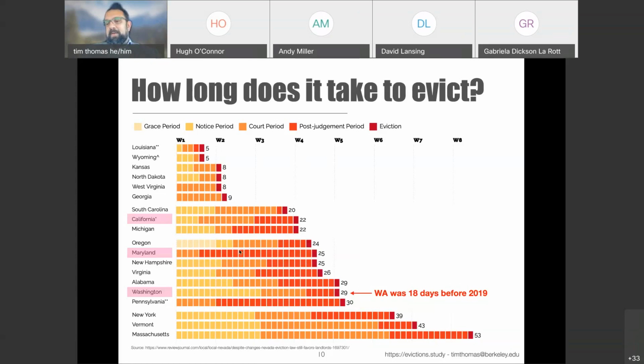Now, people leave in the time period prior to that. So we're talking about tens of thousands of people being displaced through eviction. In Washington State, it's 29 days. Before 2019, it was only 18 days. And I'll talk a little bit about how some of this research helped change some of that.